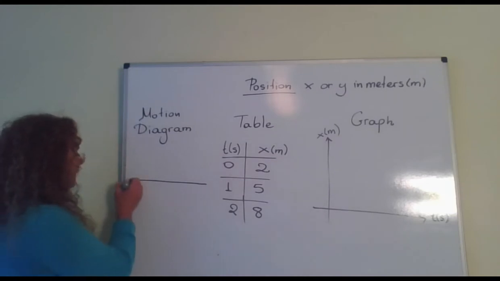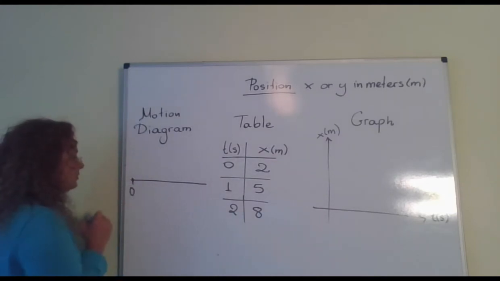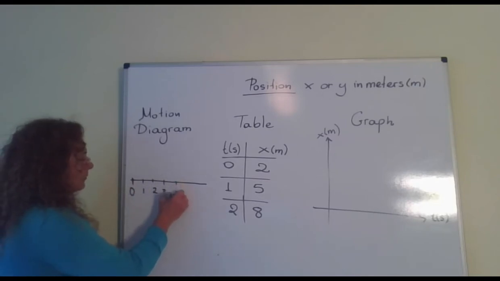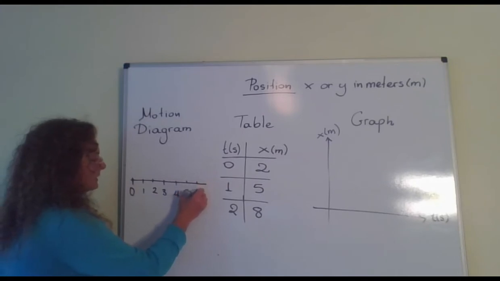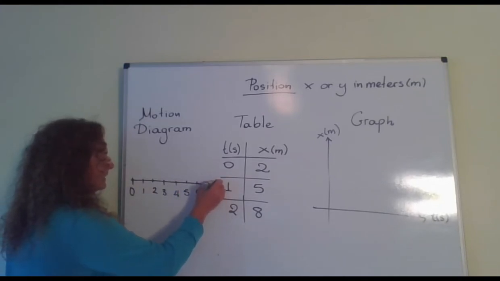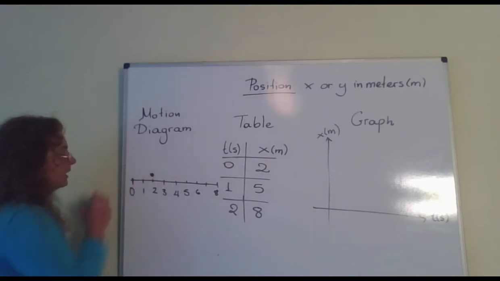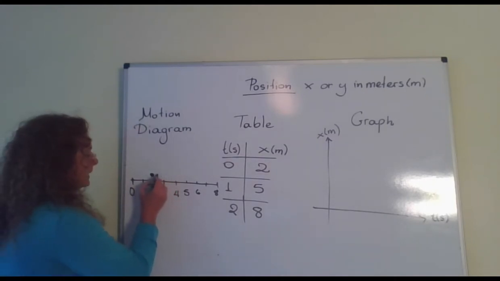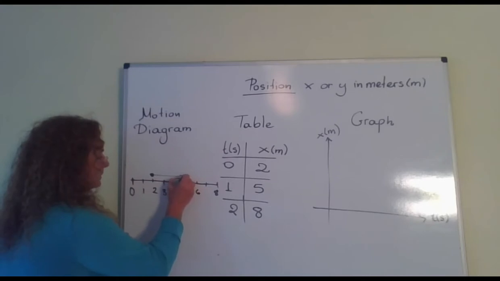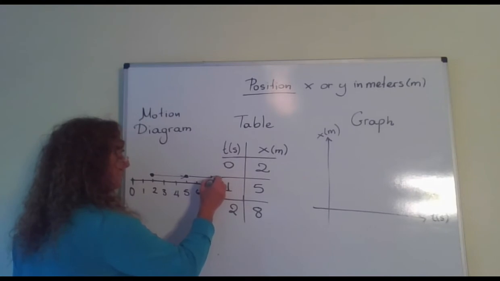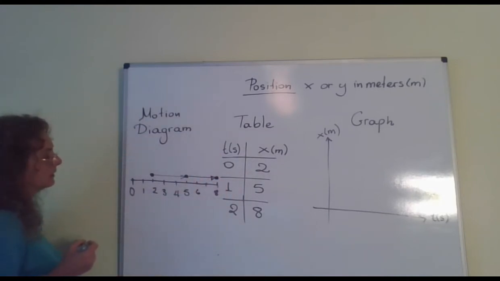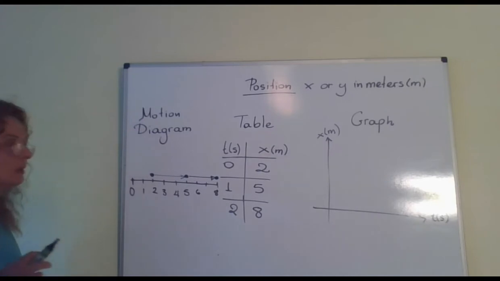If I do it as a motion diagram, I should say, okay, where is my origin? Here. And then 1, 2, 3, 4, 5, not enough, 6, 7, 8. So my object starts from 2 meters, it's always a point. And then after 1 second, it has gone to 5 meters. And then after another second, it has gone to 8 meters from the origin. All right, this is how the motion diagram should look.